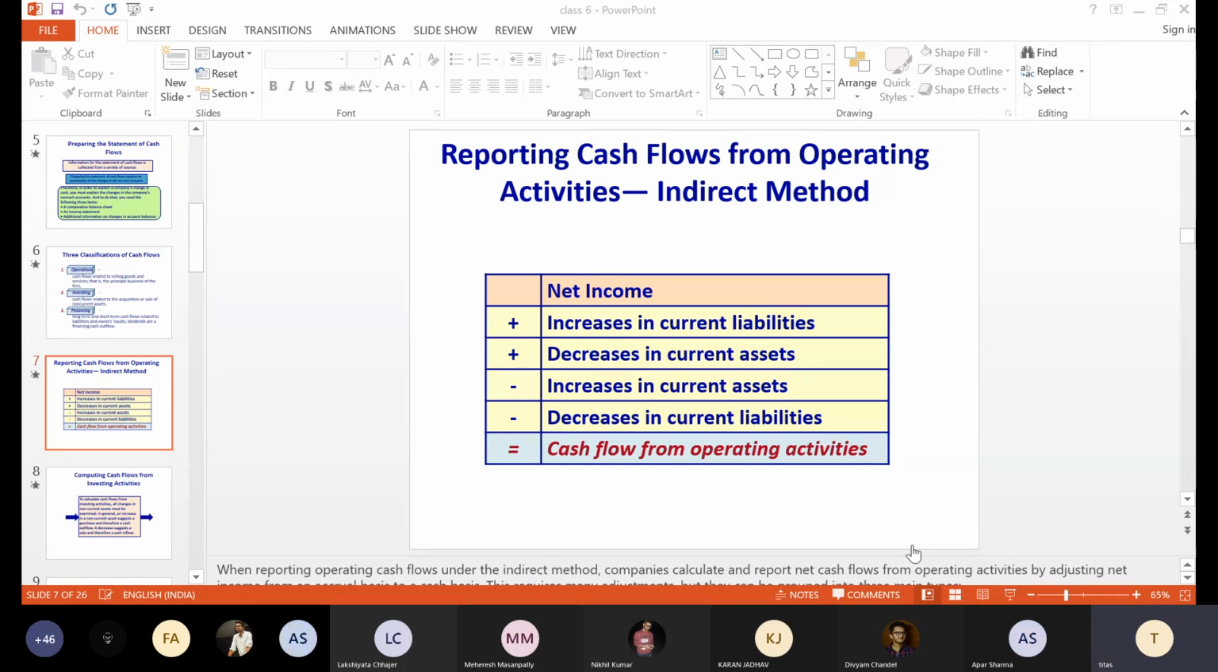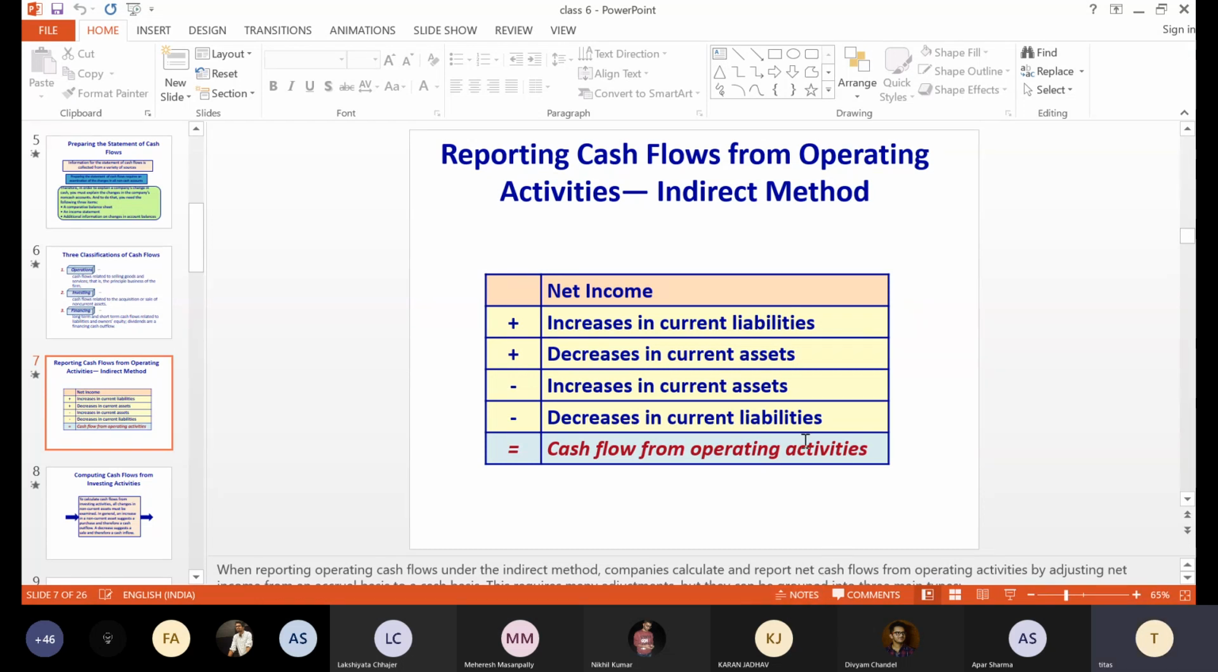Excuse me, ma'am. Yes. Ma'am, I didn't understand one thing. The net income is given to us. According to the slide, can you explain again why we are going through this profit thing? No, net income and net profit are the same. Yes, ma'am. So according to the slide, we can add the increase in current liabilities and then find the CFO, right?